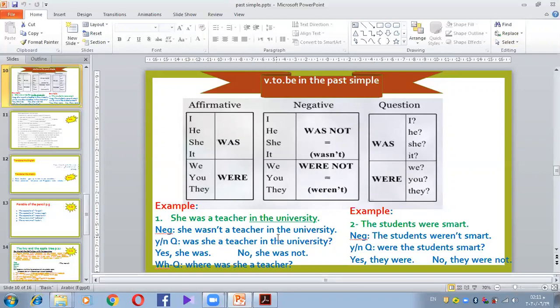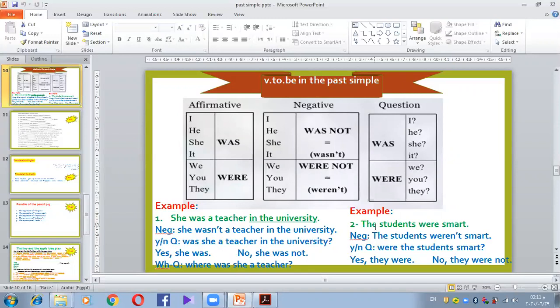If I want to ask a WH question, for example, about in the university, it's a place, so where? And then the verb, where was she a teacher? Okay? Example using where, the students were smart.